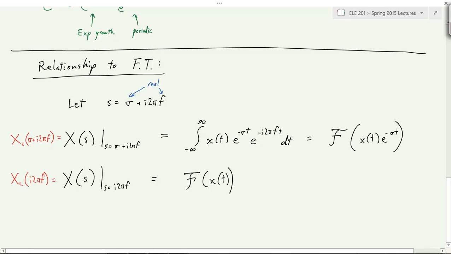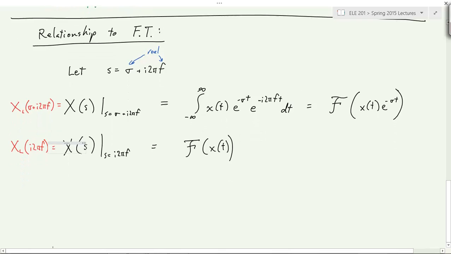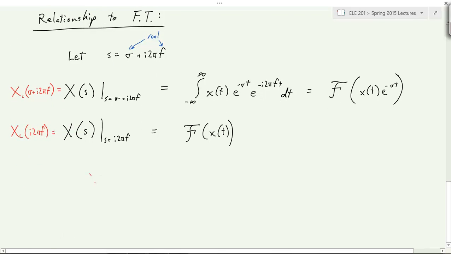Okay, so then you can summarize these by saying, this is kind of fun, X_L of i 2 pi f actually equals X Fourier, maybe I'll put a little f down there, of f. So we just wrapped all that into notation. Good. Now let's interpret the Laplace transform a little bit further.